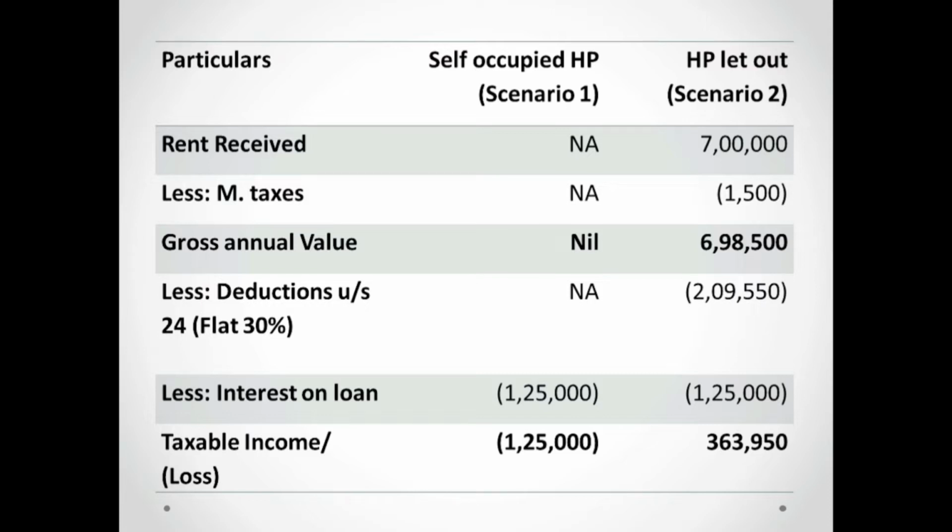3,63,950. Very simple calculation. The only thing you have to keep in mind is that municipal taxes which you are paying are allowable as deduction only if your house property is let out. It will not be allowed in case of self-occupied house property, but interest on loan for both of them will get deductions under section 24.